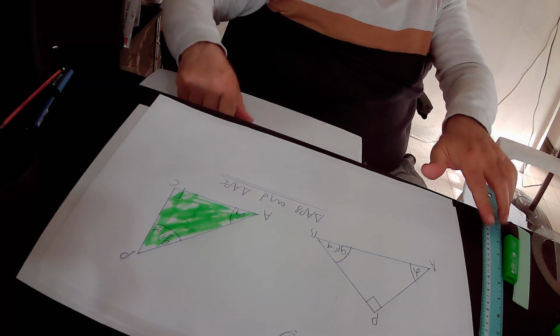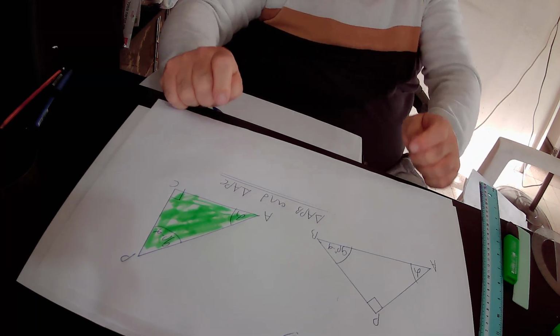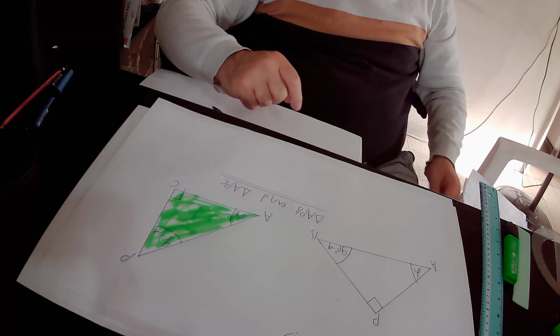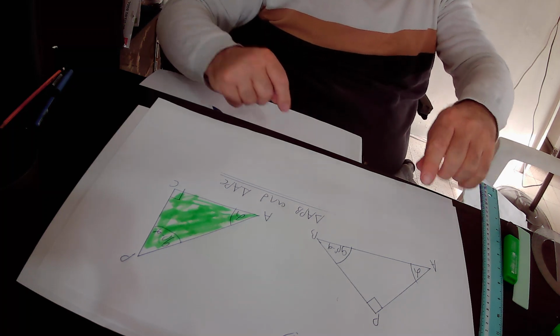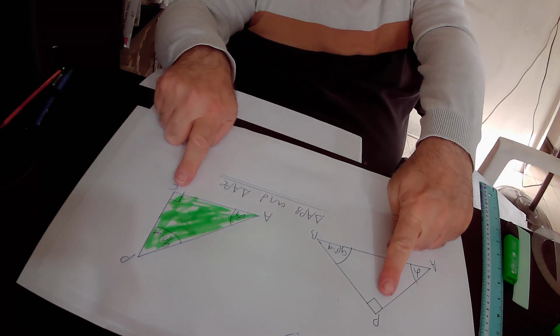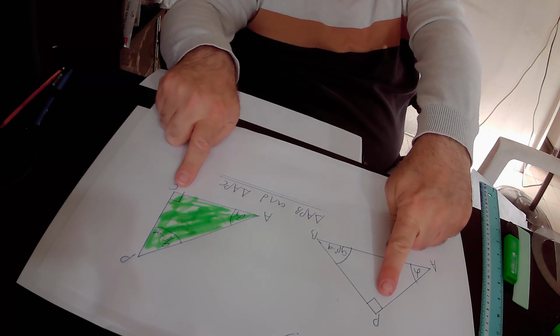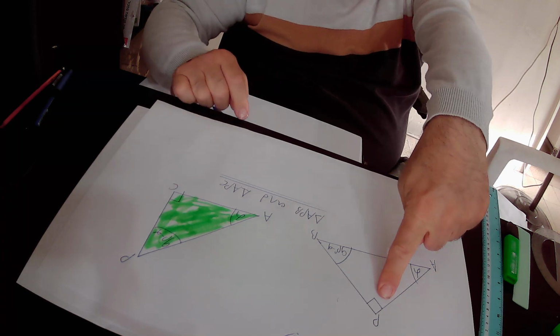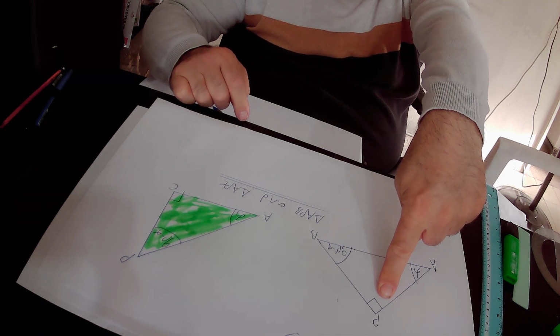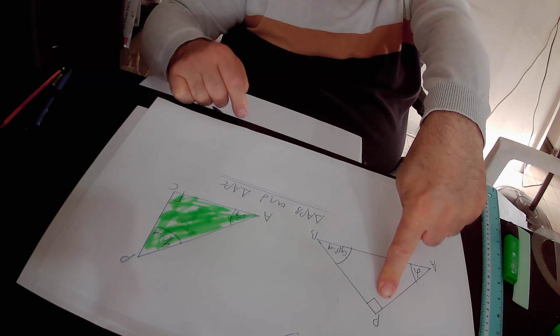So why are those two right triangles similar to each other? First of all, those two angles, they are both equal to 90 degrees, therefore they are equal to each other. So actually this is angle APB in the right triangle APB.